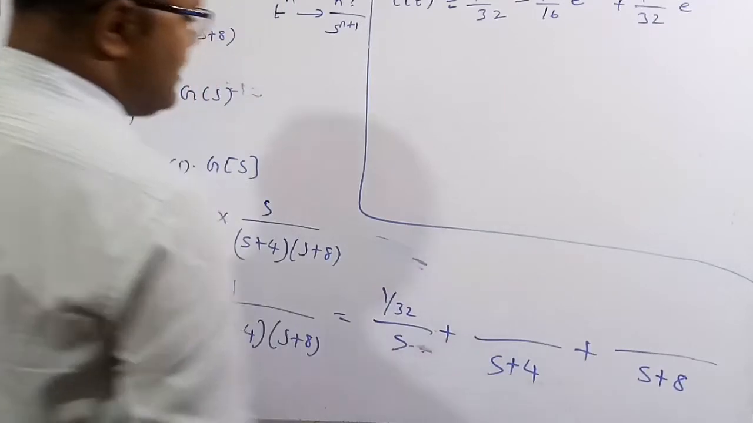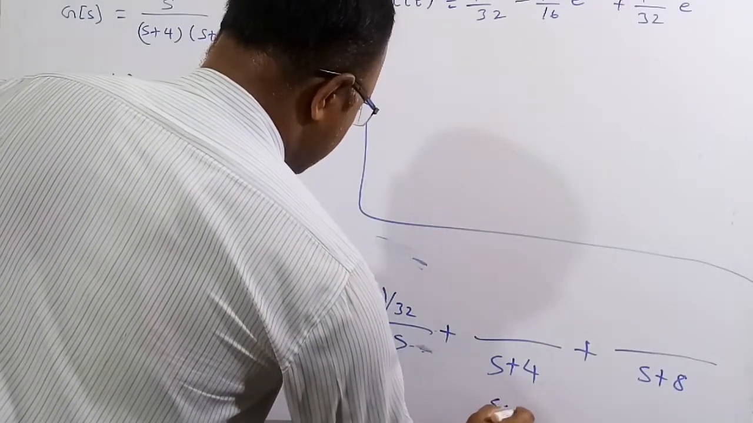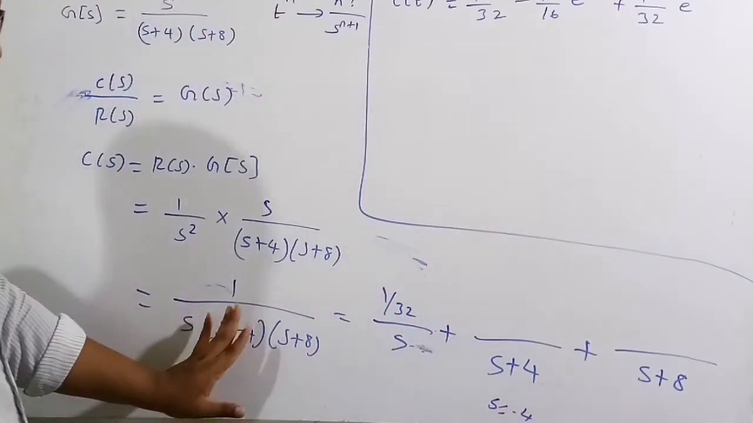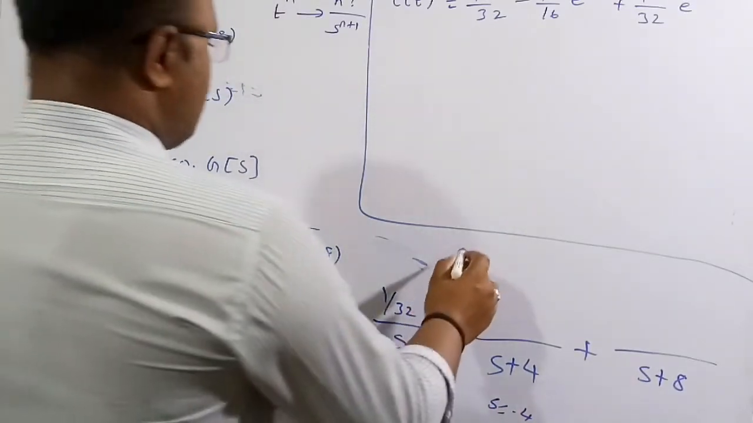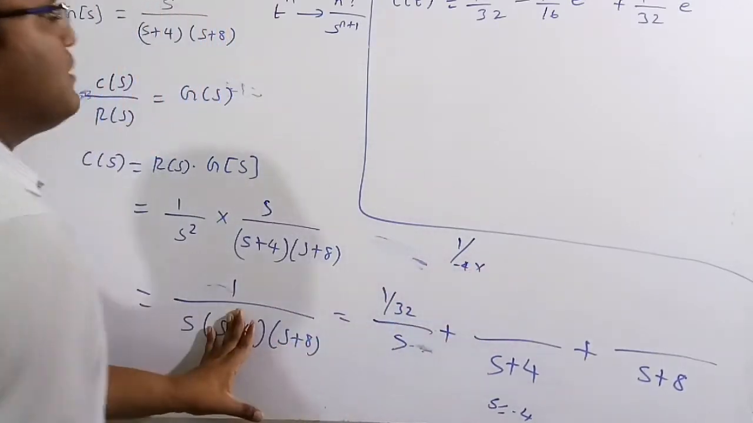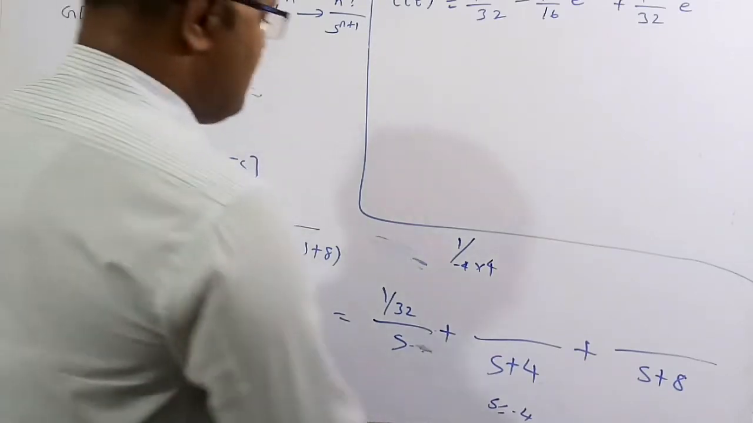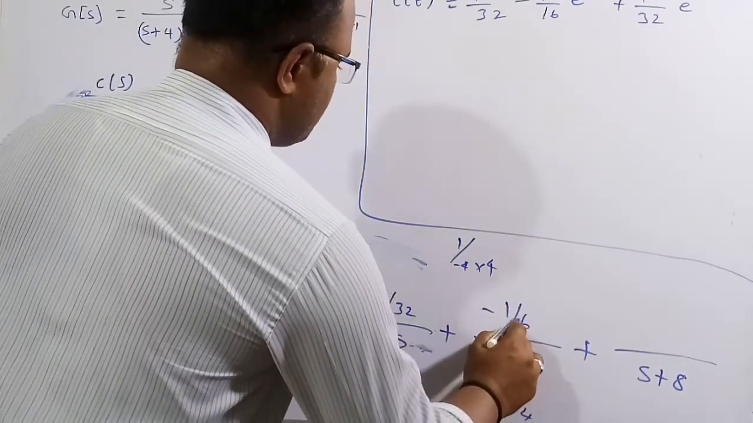And similarly here, s plus 4 is equal to 0, so s is equal to minus 4. You have to substitute s equal to minus 4 in the remaining terms except s plus 4. So this is minus 4 into minus 4 plus 8, which is 4. So 1 by minus 4 into 4 is nothing but minus 1 by 16. This is the coefficient here.